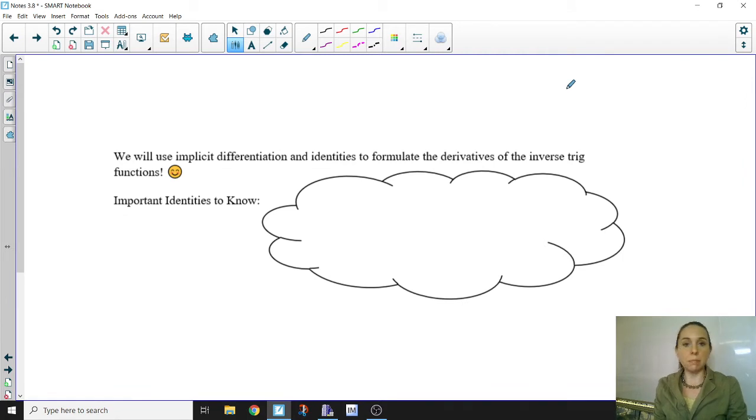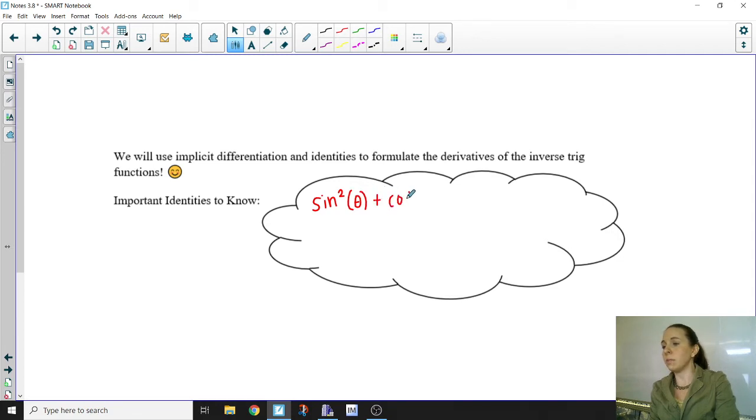We are going to use implicit differentiation and some identities to formulate the derivatives of the inverse trig functions. Okay, so before we do that, let's put some important identities in here that we need to know. These are 2 Pythagorean identities. The first one hopefully sounds familiar. We're going to need to use at some point the Pythagorean identity that sine squared of theta, I'm going to use the variable theta, plus cosine squared of theta, you could use any variable in here, I'm just being fancy, equals 1, right?